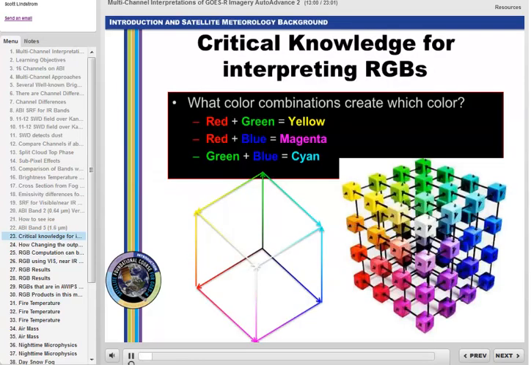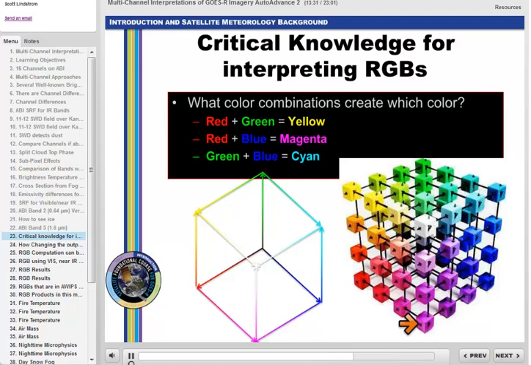Let's now consider RGBs. To interpret RGBs, you must understand how colors are constructed in modern computer imagery. In the color cube shown, the primary colors, red, green, and blue, are at 3 corners of the cube. White, which is all colors, and black, no colors, are at 2 other corners. And the remaining 3 corners are color combinations. Yellow, which is red plus green with no blue. Cyan, which is green plus blue with no red. And magenta, which is red plus blue with no green.